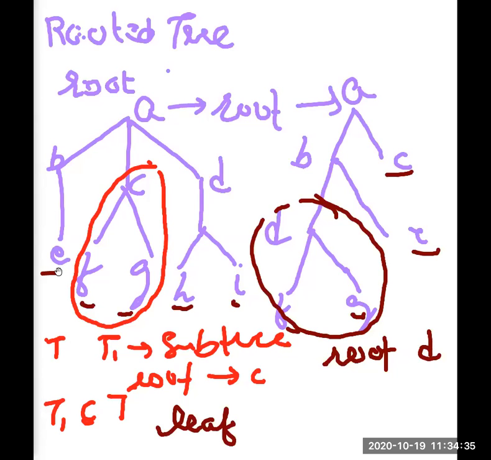Now, in the tree there is a parent and child relationship. So A is the parent of B, C, and D, or B, C, and D are children of A. B, C, and D are siblings. So let us now draw one tree.